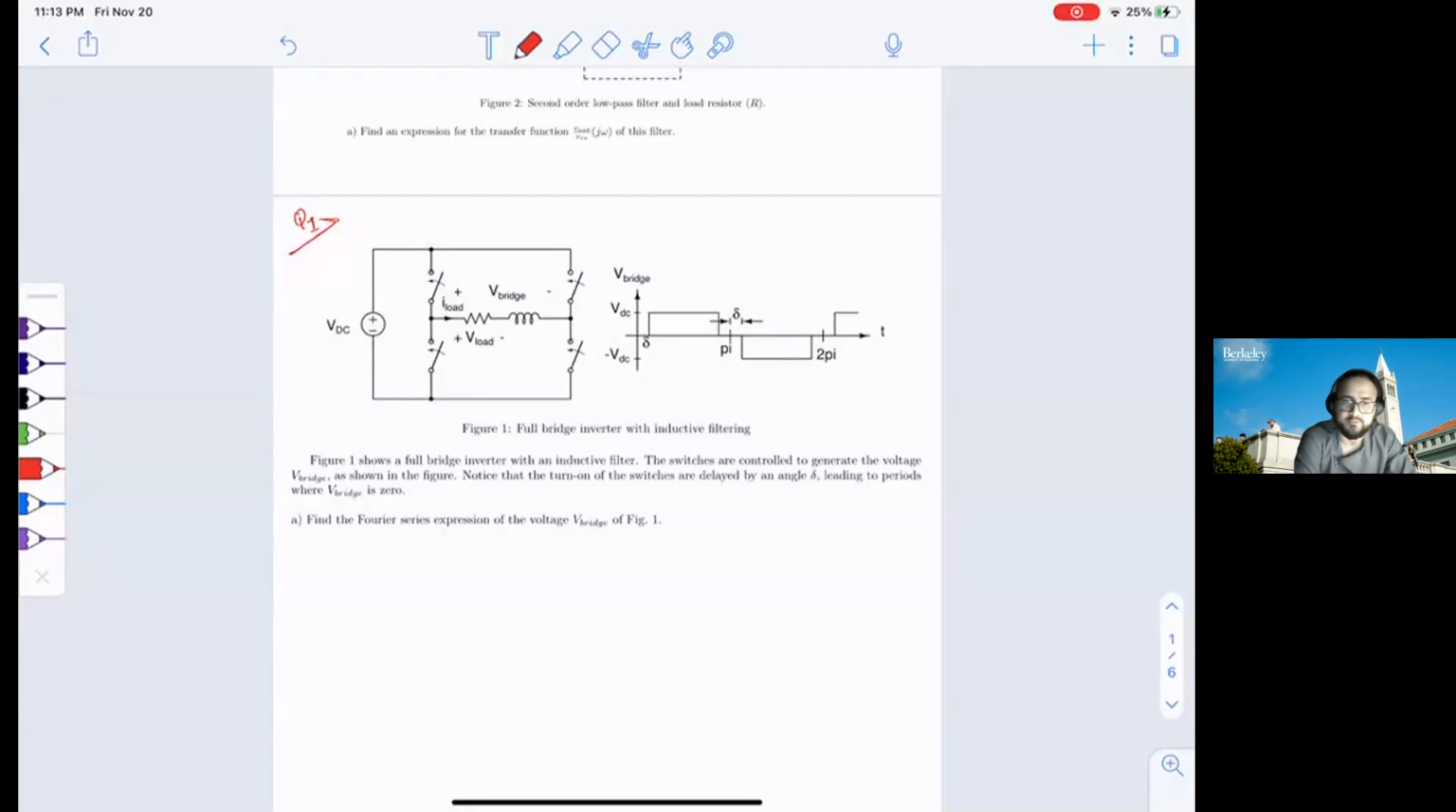Hi everyone, I'm going to be working on some power electronics homework, and this is for question number one. So let's get to it.